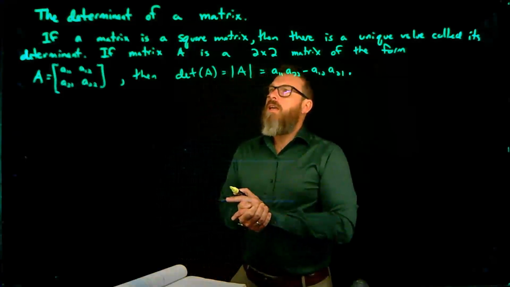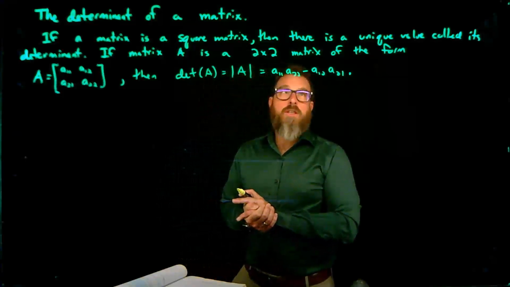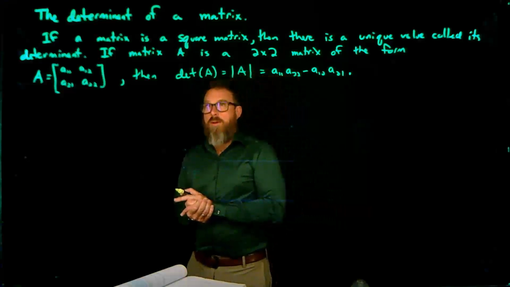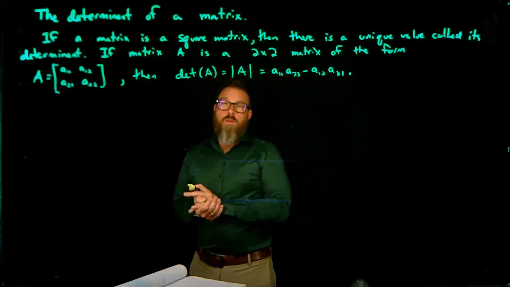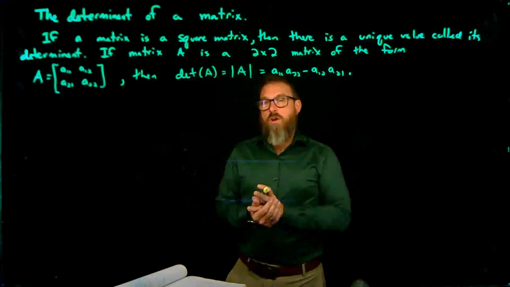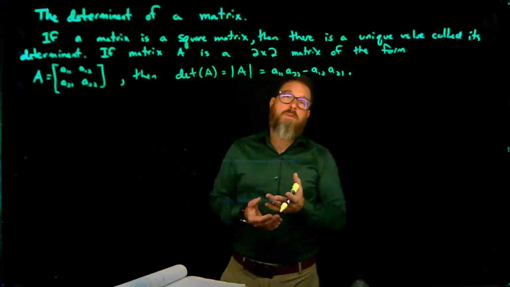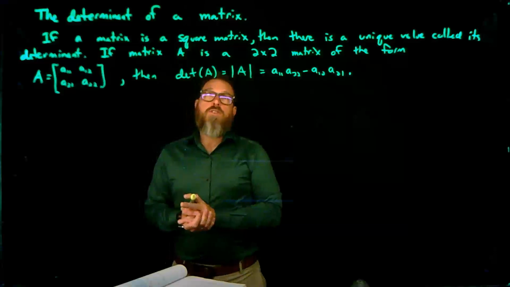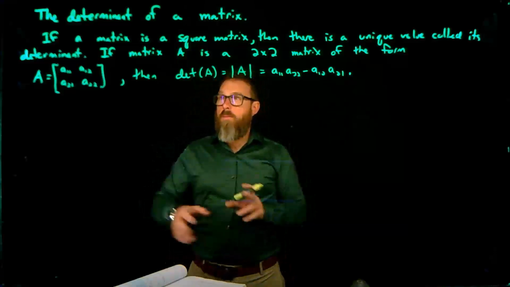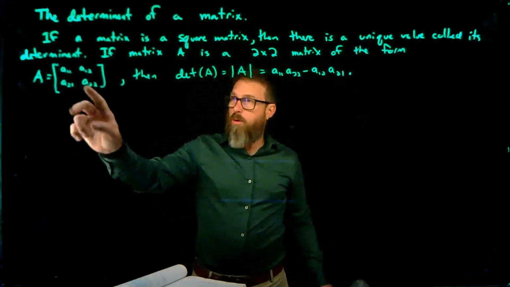So first, if a matrix is a square matrix, then there is a unique value called its determinant. So really I'm saying that every matrix has a determinant, and that determinant is unique to that matrix, assuming that matrix is square.